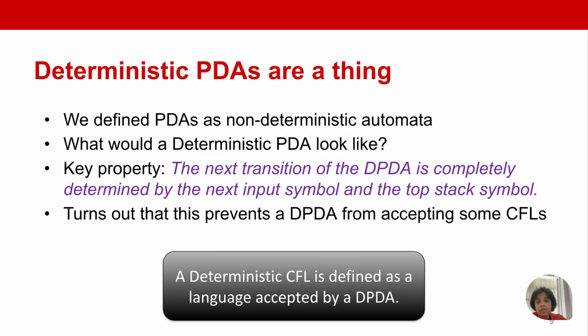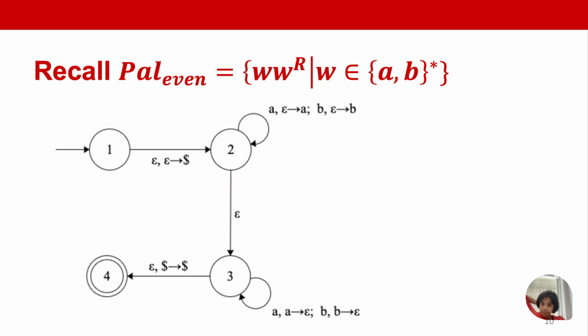So there is a concept of a deterministic context-free language, which is the language that's accepted by a deterministic pushdown automata. And unlike with NFAs and DFAs, where they were actually the same, or even non-deterministic and deterministic Turing machines, they are not the same. This is the one weird sort of case.